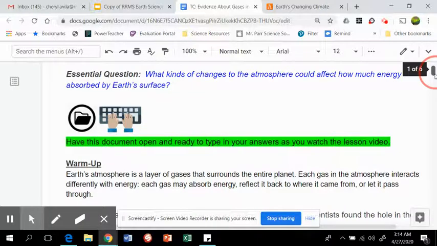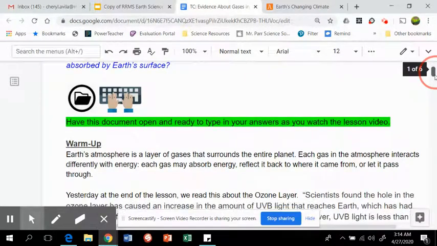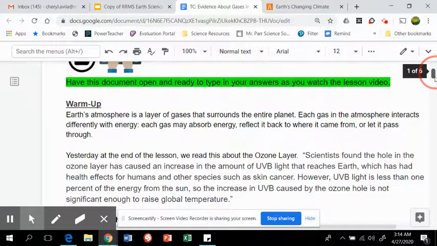Right, so you're going to have this document open and ready to type in your answers as you watch the lesson video. Okay, so warm up today. Earth's atmosphere is a layer of gases that surrounds the entire planet. Each gas in the atmosphere interacts differently with energy. Each gas may absorb energy, reflect it back to where it came from, or let it pass through.